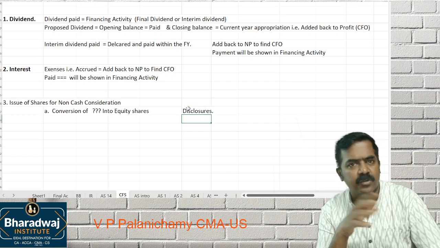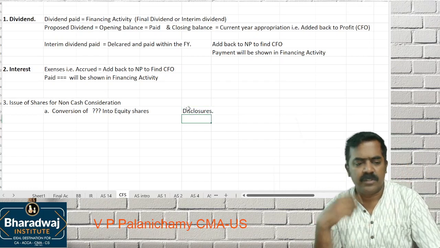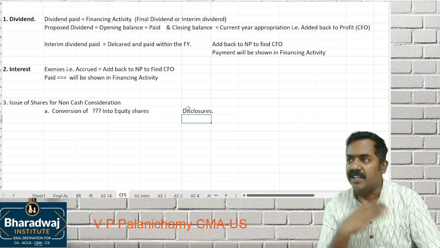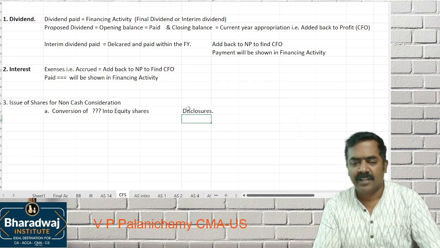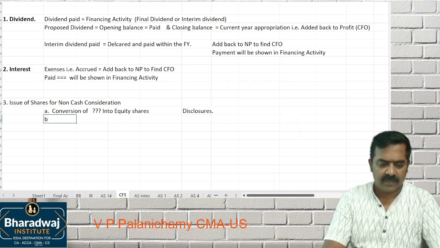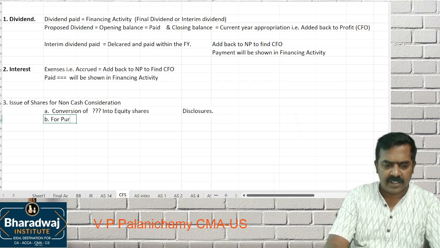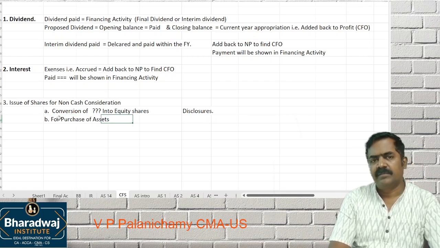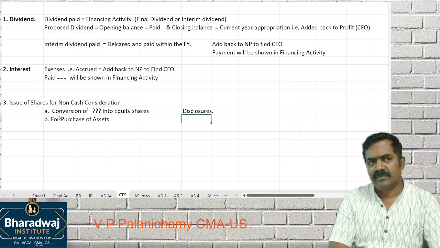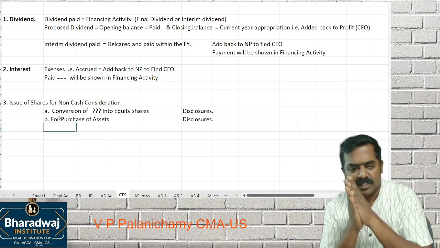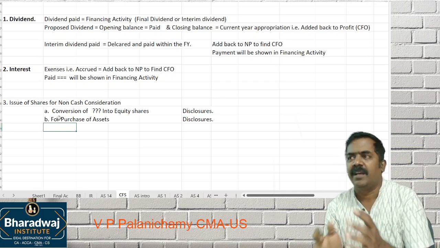Cash flow statement also we require which one? Disclosures. If you issue shares for converting debentures or bonds into equity shares, no cash comes in, no cash goes out. It will be just given as which one? Disclosures. What about for purchase of assets? Here also it will be included in which one? Disclosure. Because to that extent, shares are issued for buying the asset.